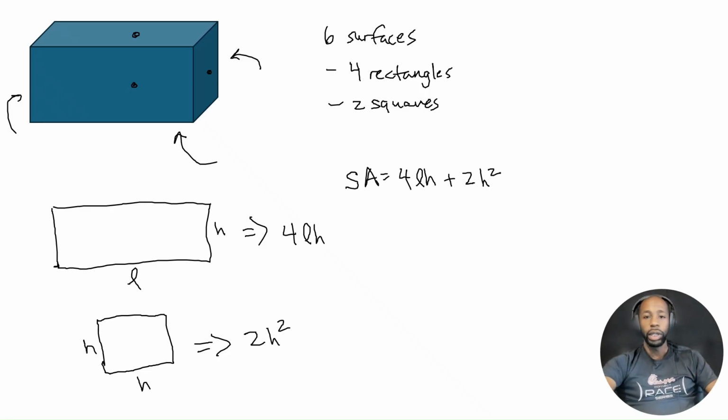Now you may want to do something like this: say the surface area is equal to, using the reverse distributive property, 2 times the height plus 2 times the length plus height. I don't know, but it's the same thing: 4 times length times height plus 2 times the height squared.